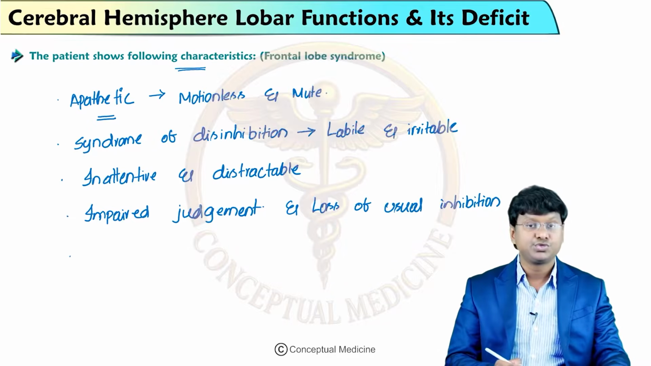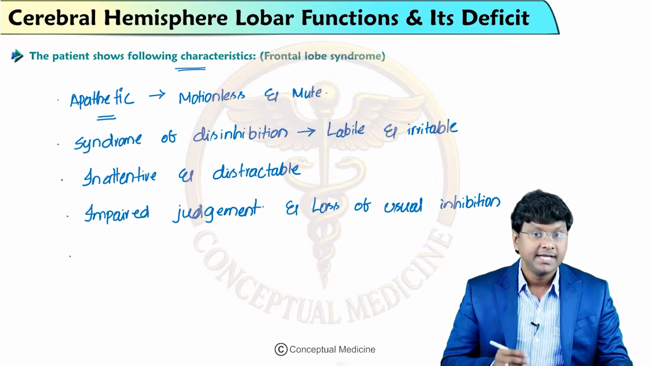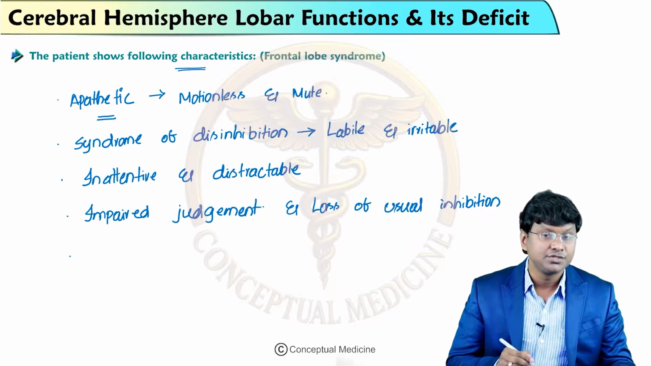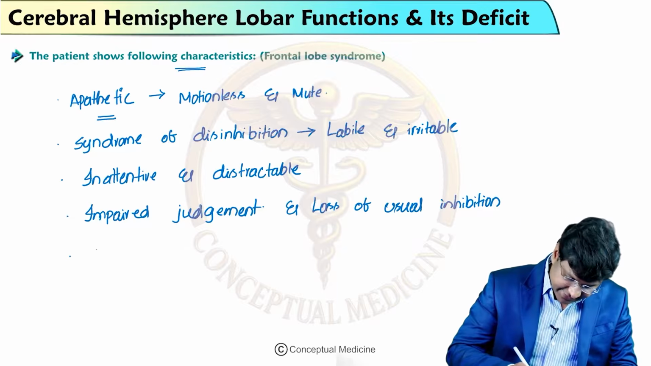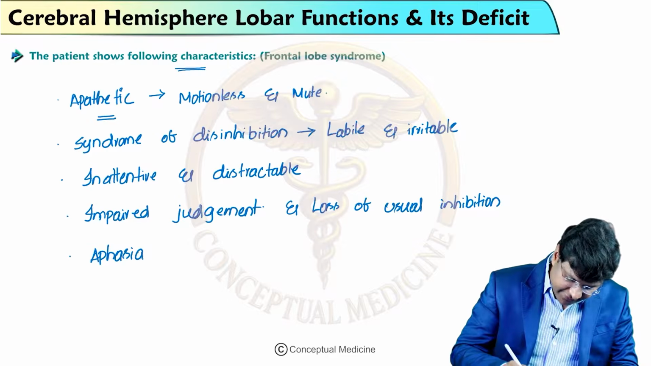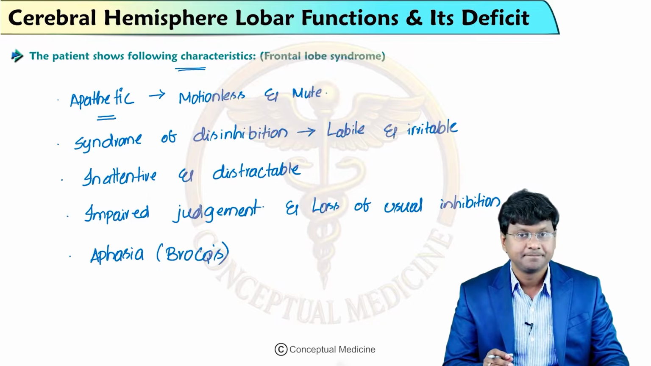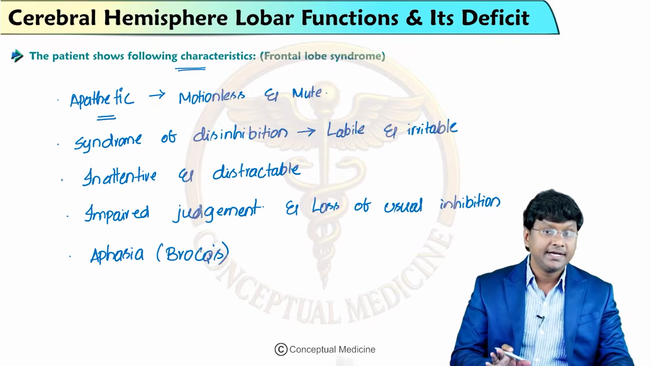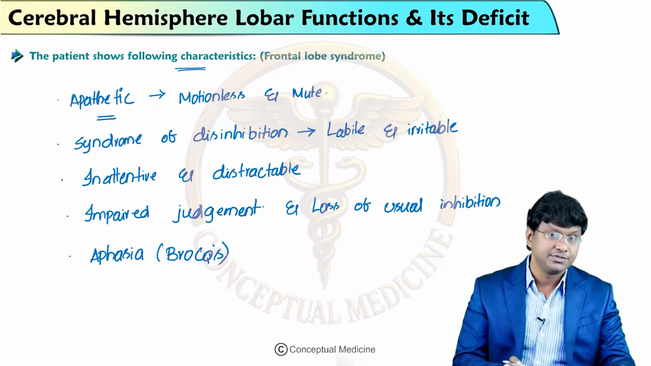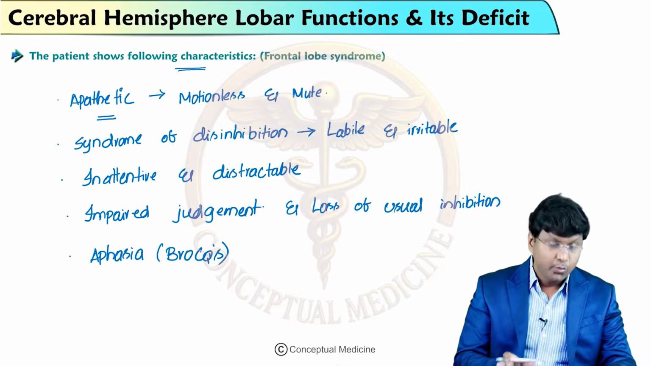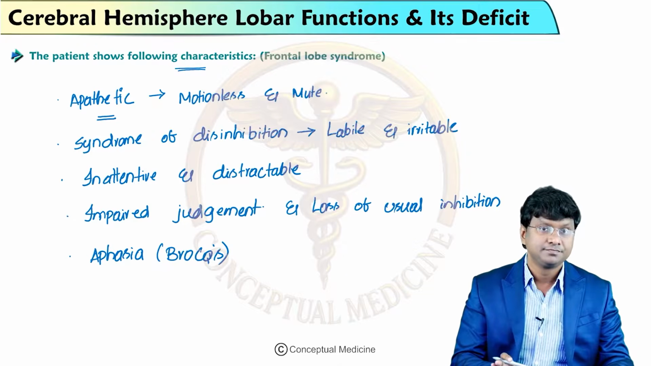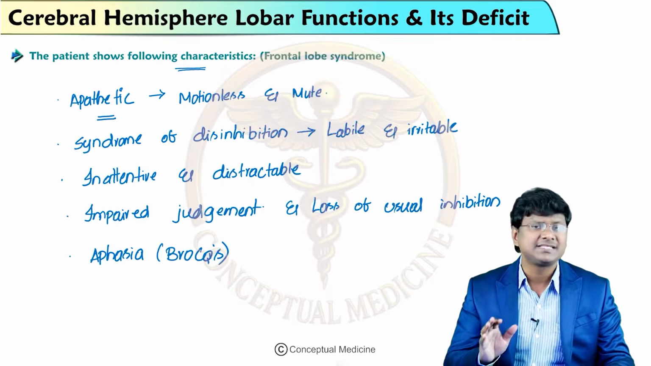Right, and the frontal lobe lesion also causes aphasia, right, that is loss of speech. And what type of aphasia will the individual develop? That is Broca's aphasia, right?